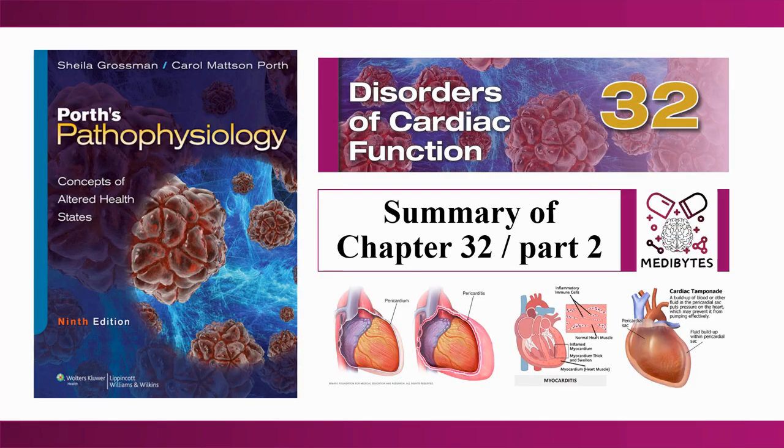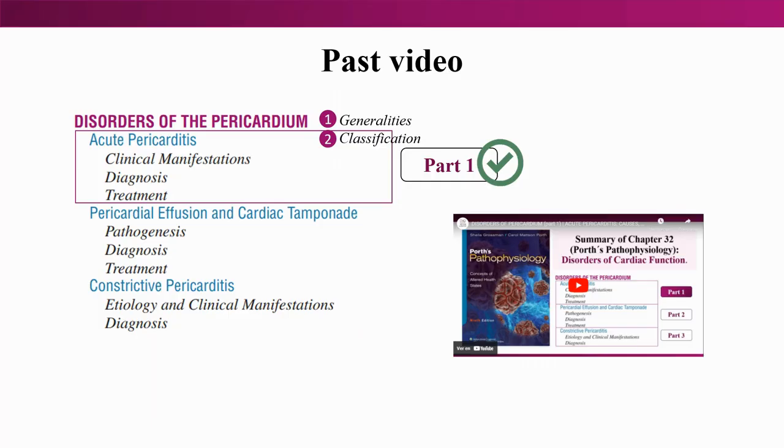Well, remember that for this series, we are using as main source Porth's Pathophysiology book, 9th edition. Specifically, we will be focusing on Chapter 32, Disorders of Cardiac Function. In the past video, we talked about the first part of the section, Disorders of the Pericardium. We mentioned some generalities, the main classification, and we talked in detail about acute pericarditis. Definition, pathogenesis, clinical manifestations, diagnosis, treatment.